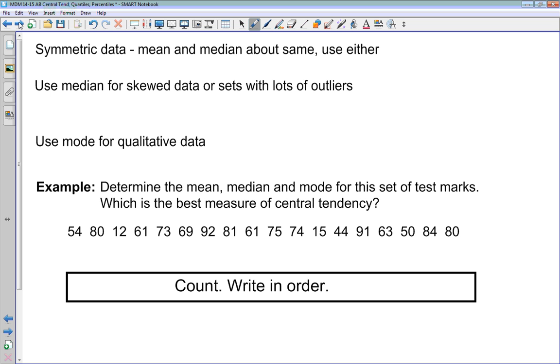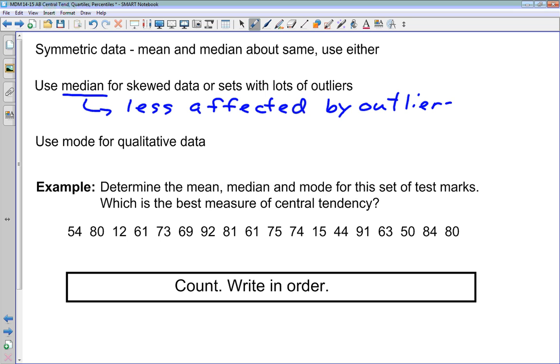We're going to use the median if we have skewed data, or if we have data sets with a lot of outliers. And the reason for this is that the median is less affected by outliers than the mean is.